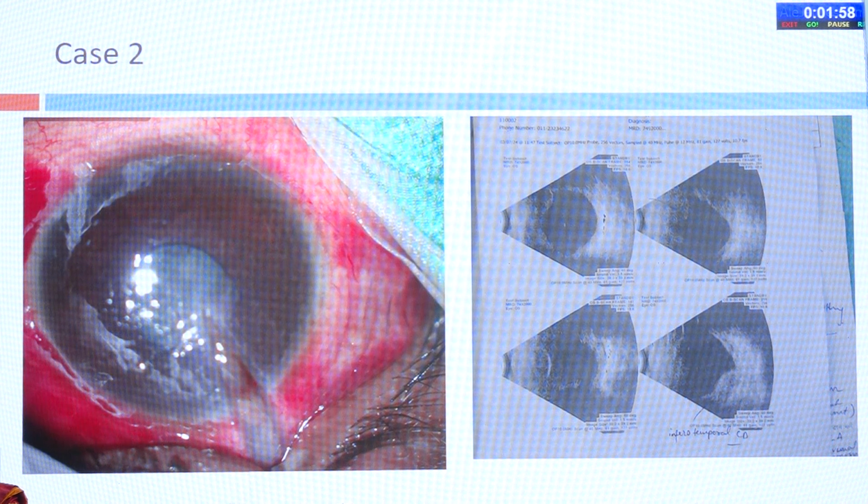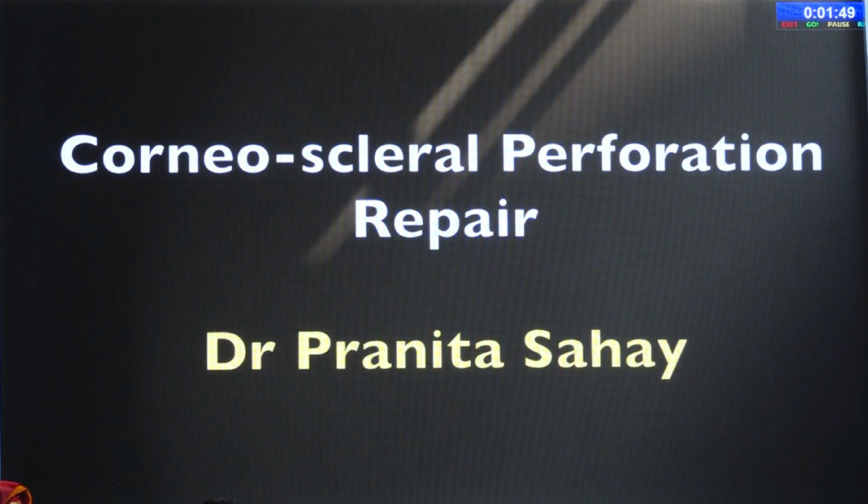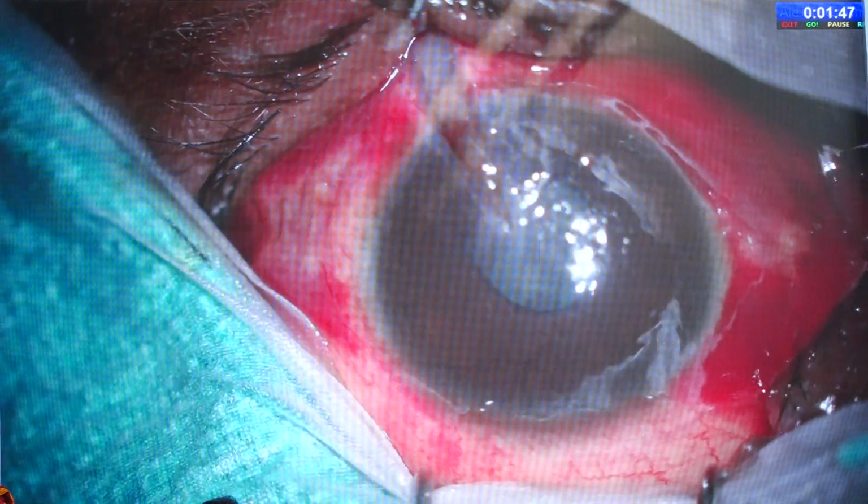We did an ultrasound. Fortunately, patient did not have a retinal detachment, but there was a choroidal detachment, which obviously can be there in patients because of the hypotony. So let's have a look on how to repair cases of corneal scleral perforation.